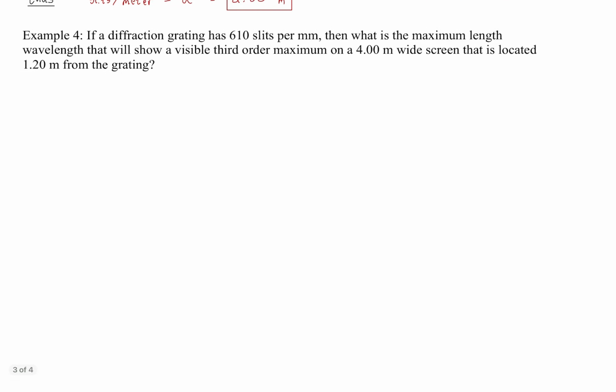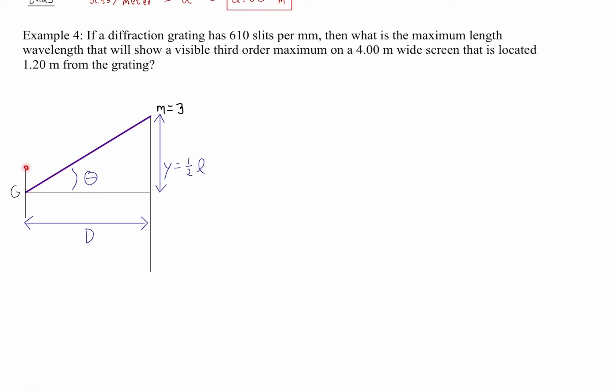Our final example. If a diffraction grating has 610 slits per millimeter, then what is the maximum length wavelength that will show a visible third order maximum on a 4-meter wide screen that is located 1.2 meters from the grating? Okay, so this is like asking what's the highest maximum that fits? But instead of doing that question, you're solving for the wavelength that would have a particular maximum that fits on a screen. Okay, so here's the picture. There's the grating. All right. We want to have an m of 3 because we want the third order maximum.